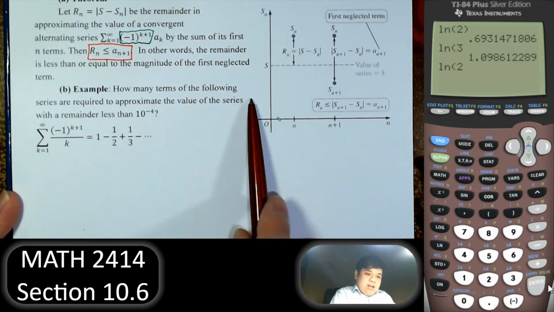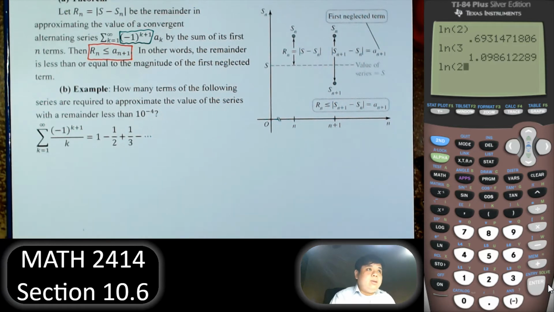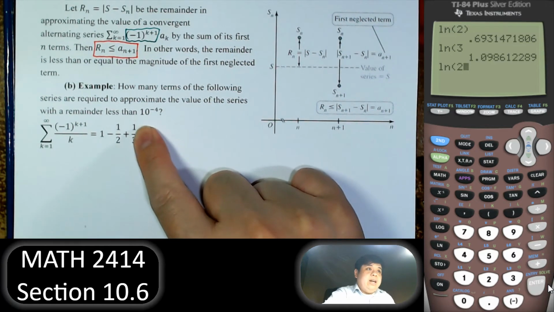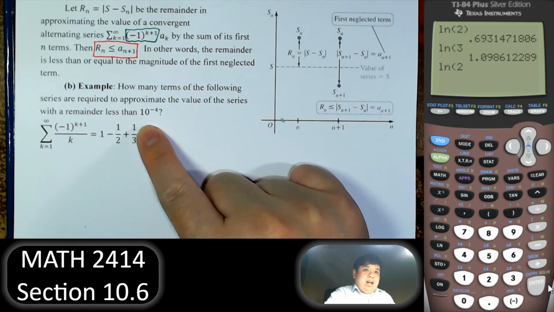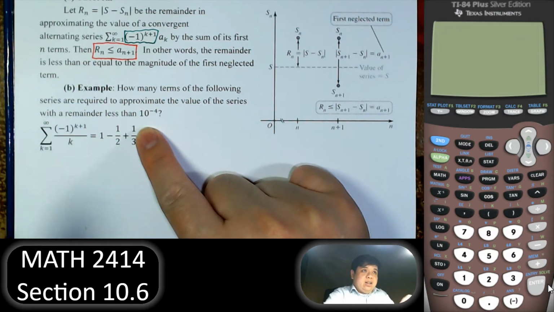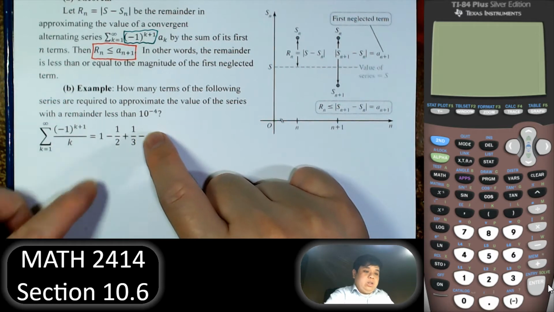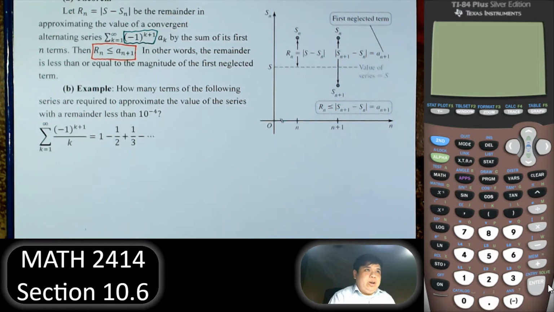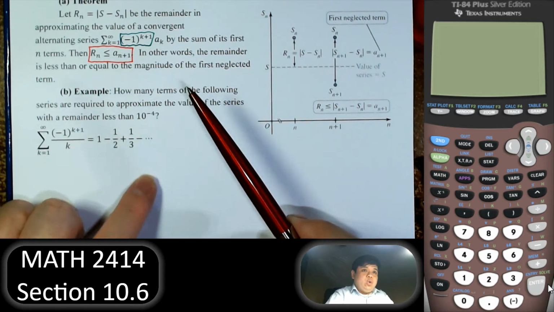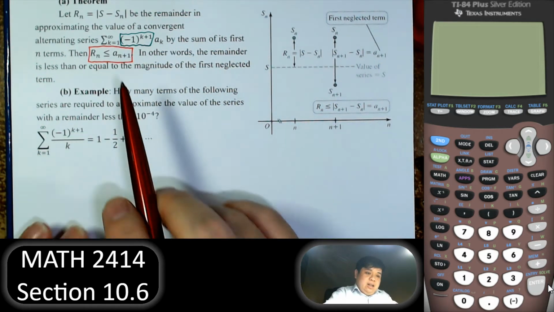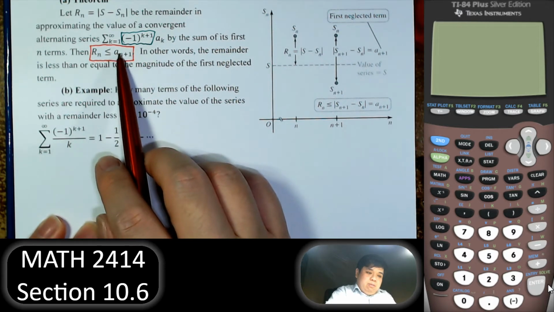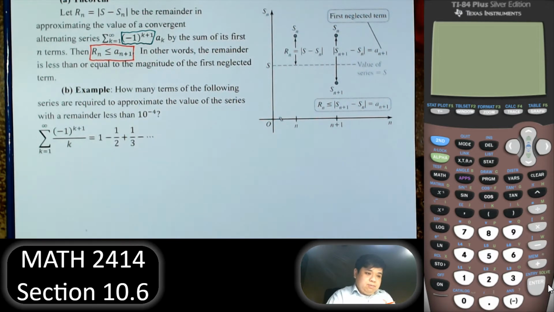So if we stop here, then we say that R sub n is going to be less than or equal to 1/4, which is the next term. Simple enough, right? The first term that is not in the partial sum is the upper bound for the remainder. The remainder is less than or equal to the next term that is omitted.